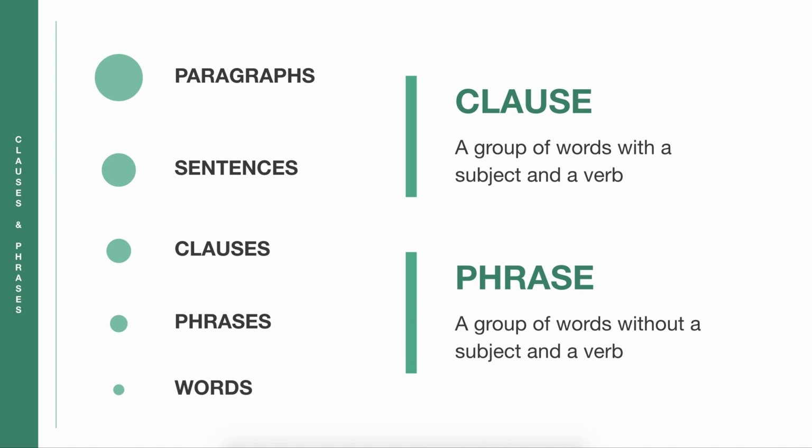Next up on that ladder, we have sentences, and sentences are a complete thought that have a subject and a verb. So some clauses can actually be sentences, others cannot. And we're going to look at the differences between those in just a moment. And then obviously at the top, we have paragraphs, which is a collection of sentences that work together.